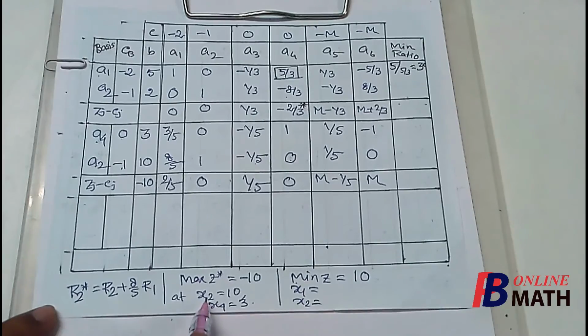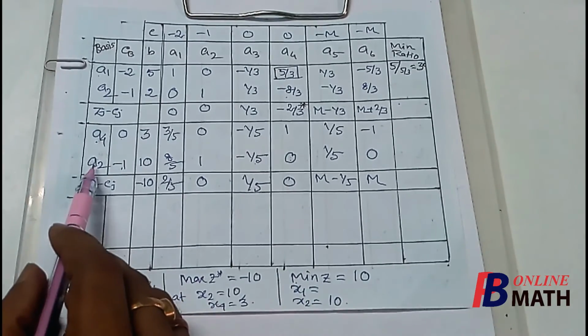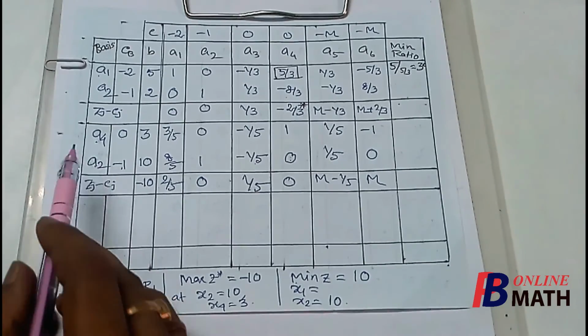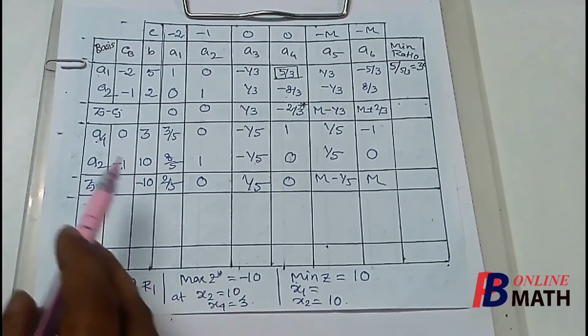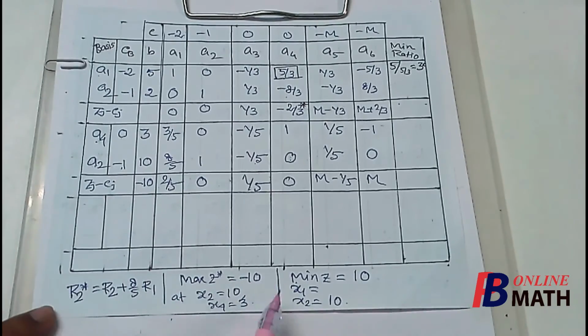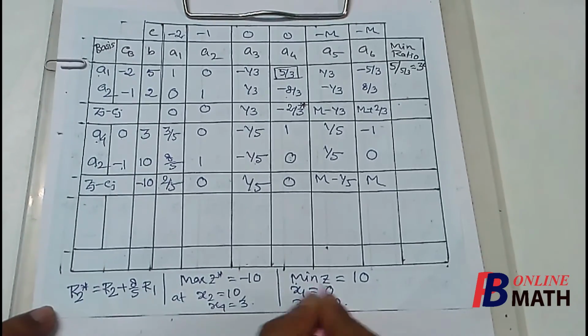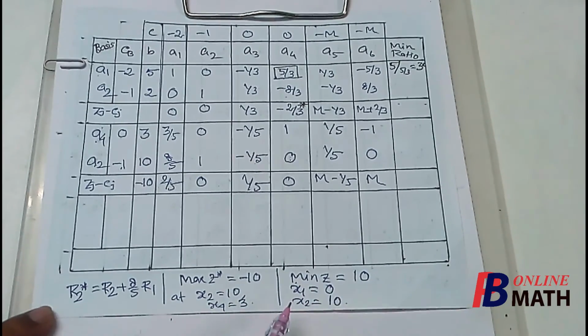We have obtained that x2 equal to 10. But what is the value of x1? Here we find that the vector A1 is not included in the final basis. So the vector A1 corresponding to the variable x1 is a non-basic vector which is not included in the final basis. So the value of x1 will be 0. So this is the final answer. Minimum of z equal to 10 at x1 equal to 0 and x2 equal to 10. That completes the solution.